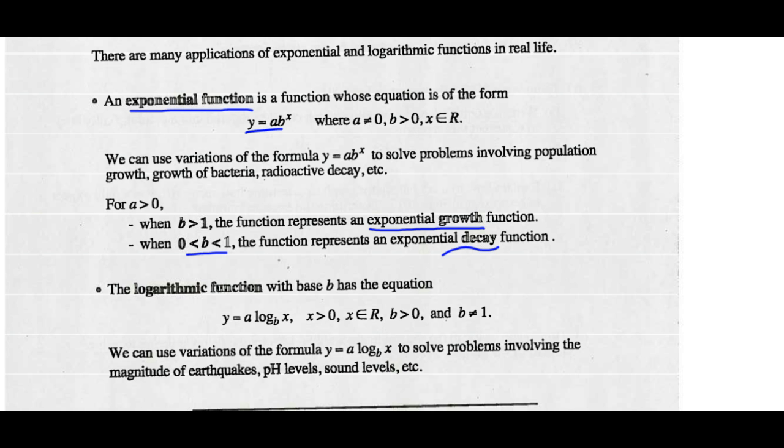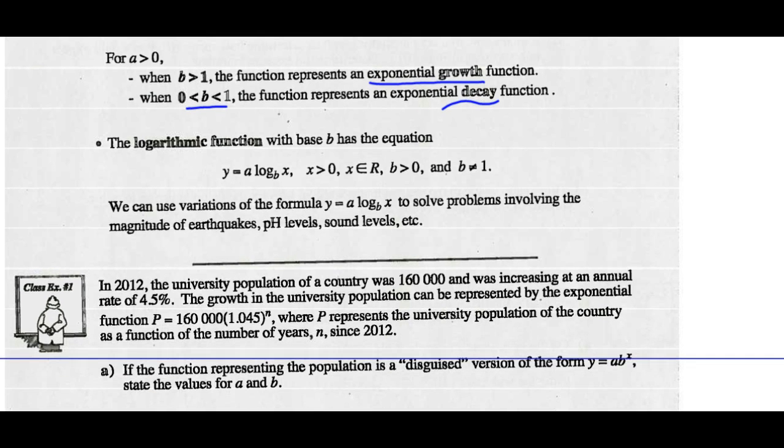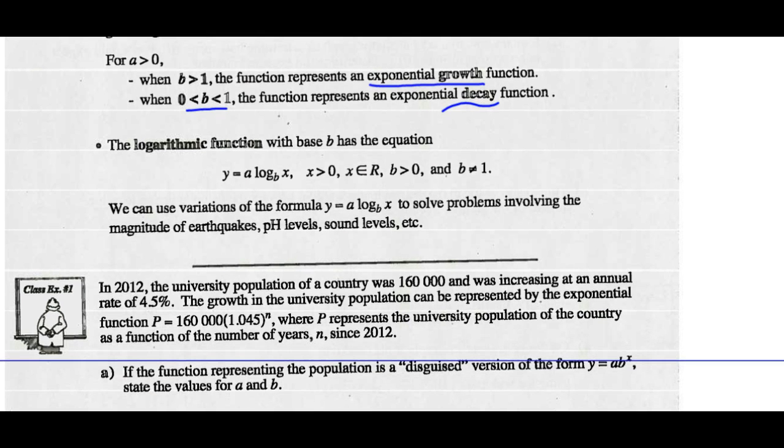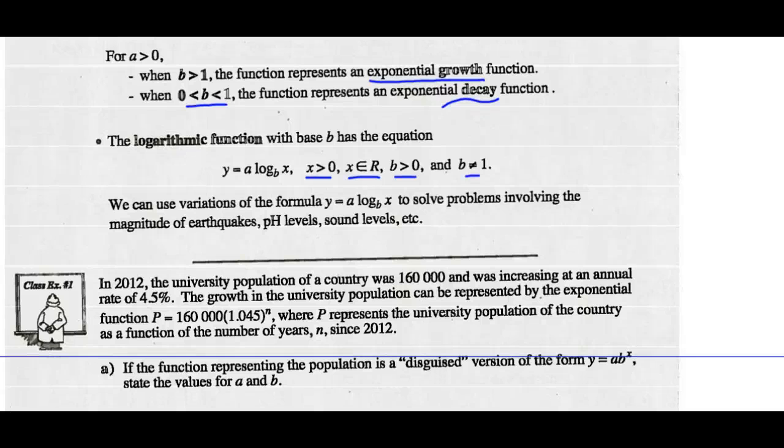A logarithmic function with a base b has the equation y equals a times the log of x base b, where x is greater than 0. We can never have the argument of a logarithmic function be negative, so that's that restriction. a can also be any real number, and b must be greater than 0 but not 1. So the base of the logarithm must be greater than 0 but not 1.